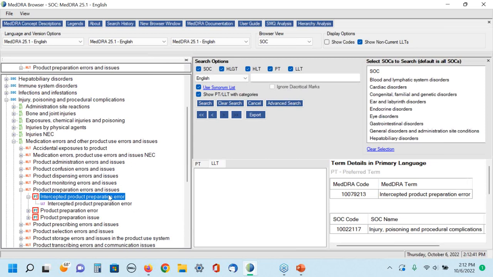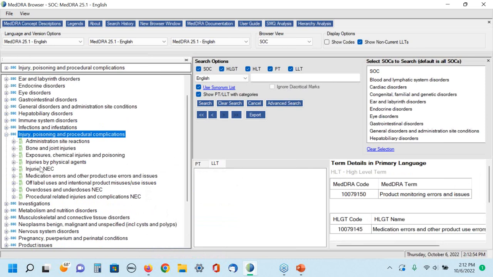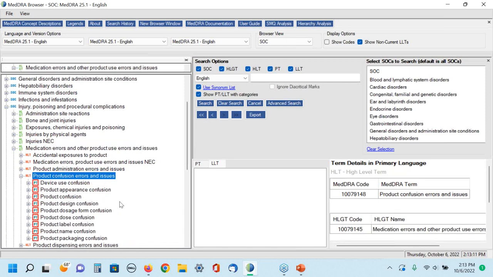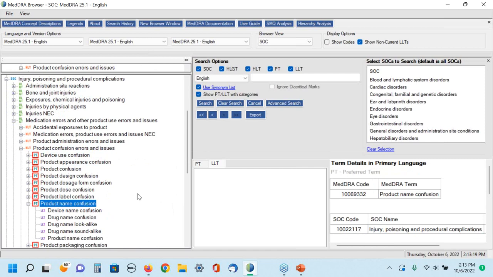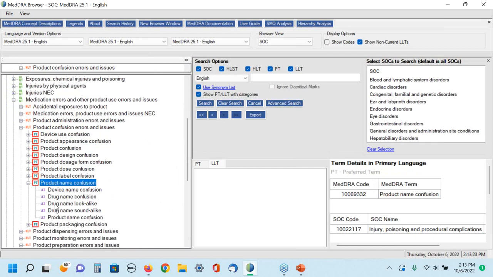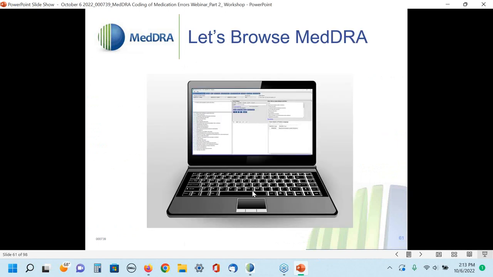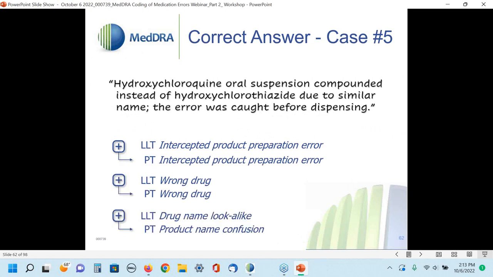And then the third and final part of this was, do I have some understanding as to why this occurred? And I do. It was because the names were very similar. And I'm going to look and see if this SOC helps me in that regard as well. So again, looking in the usual place, going here, and then under the various HLTs, I'm going to see that there is one for product confusion, errors, and issues. And open that up. And now I begin to see a list of choices, one of which is the PT product name confusion. And I'll look there. And even more specifically, it says drug name lookalike. And I like that one as well. So in going to code this particular event, I chose intercepted product preparation error, wrong drug, and drug name lookalike.